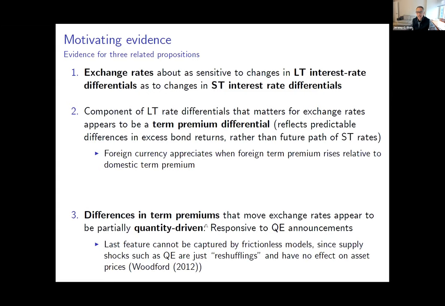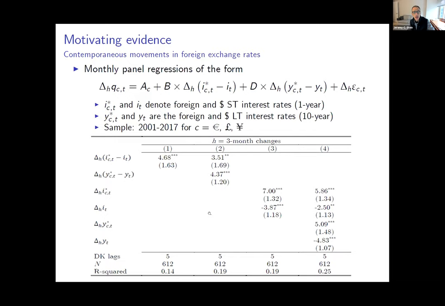And then finally, I want to suggest that these differences in term premia that matter for exchange rates are themselves quantity driven, that they can basically be instrumented for with quantity shocks. That's something you can't get in a complete markets model, because in a complete markets model, the government is a veil and quantities don't matter. Okay, so let me just show you a couple of quick regressions.